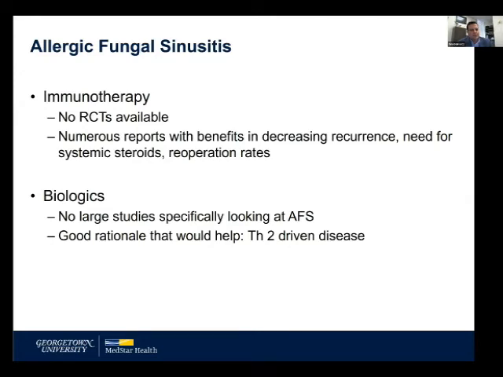Various biologics, Dupixent, et cetera. There are no good studies looking specifically at this, just some smaller case reports and things like that. These likely in the initial studies probably got tied in with just chronic sinusitis with nasal polyps, but there is good rationale that it would likely help, as it is a Th2-driven disease, and would likely have a significant improvement. It's not going to cure the disease, but may help temper down some of the secondary immune response, which is oftentimes responsible for a lot of the symptoms.